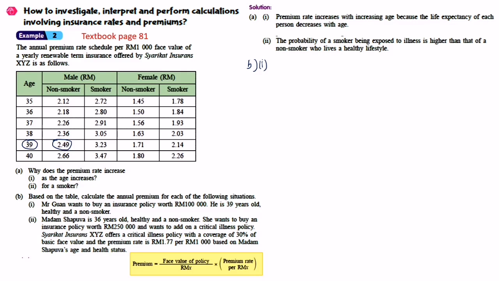The formula of annual premium is equal to face value of policy over RMS, as RMS depends on the question. If the table mentions premium rate schedule per 1,000 ringgit face value, it means here RMS is equal to 1,000. Multiply by the premium rate per RMS. This one you refer to the table.